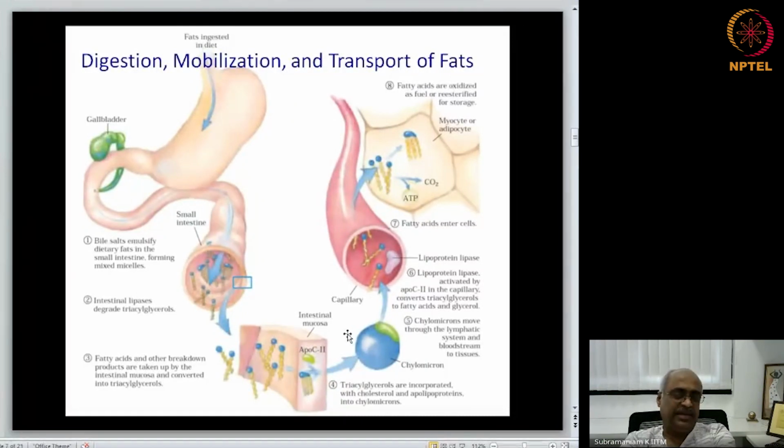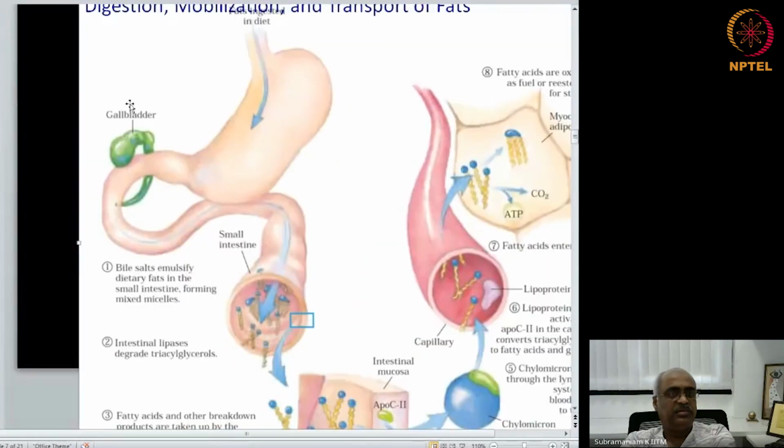So this outlines the digestion and absorption of fat. The first thing I told you is the emulsification. Bile salts are produced by the liver from cholesterol, and they are stored in the gallbladder, which is attached to the small intestine right after the stomach. When a fatty meal comes in, the gallbladder releases these bile salts into the intestine, where they emulsify. So they are essentially detergent.